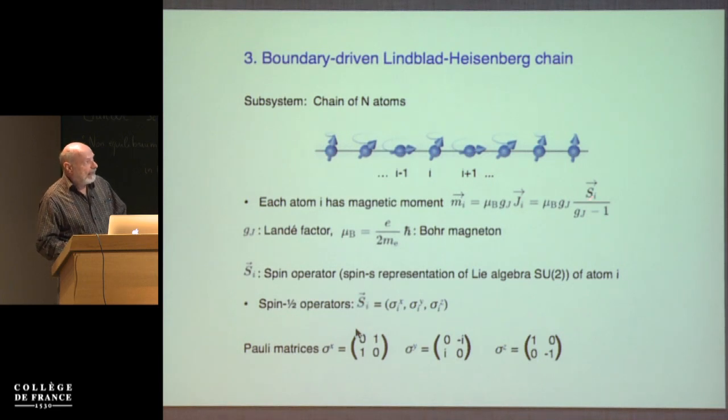Now, since we are in quantum mechanics, this spin will not be a classical variable, will not just be a number, but will be a matrix, an operator. And since spin has to do with angular momentum, it will be a spin S representation of the algebra of SU2 at atom i, where SU2 is the quantum version of the rotation group. That means that in quantum systems, these spin operators, if we have spin 1/2, the lowest non-trivial spin, will be just a vector of Pauli matrices, which I've given here. So this is just the SU2 representation.